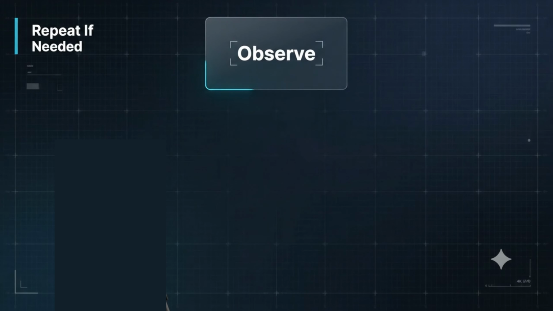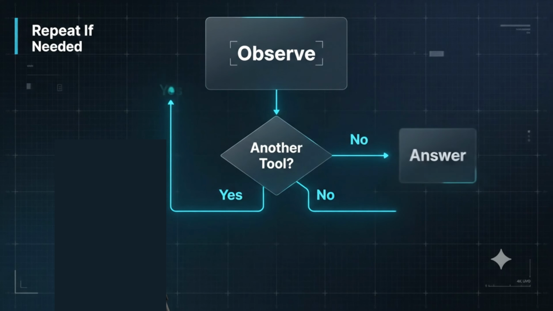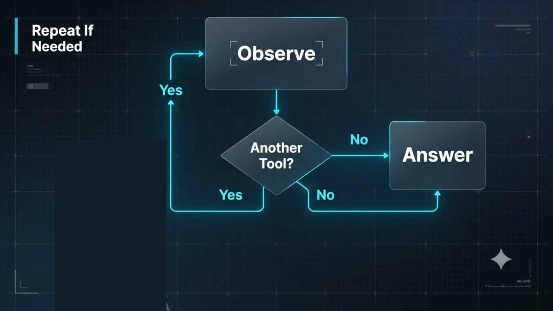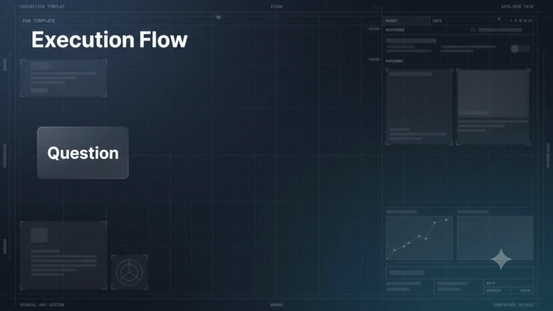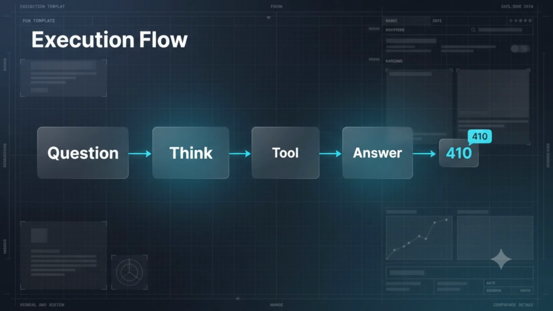Sometimes the answer needs several tools. Other times, one tool is enough. The reasoning loop continues only when necessary. Here the agent thinks, uses one tool, observes the result, completes the remaining reasoning, and produces the final answer.